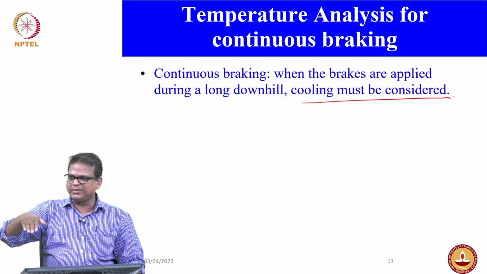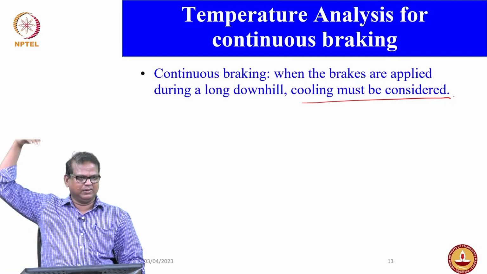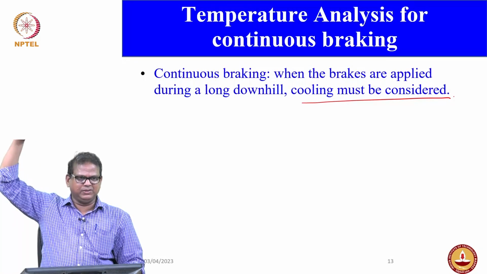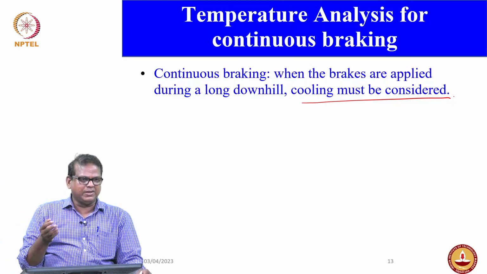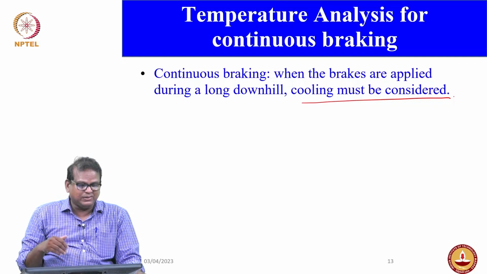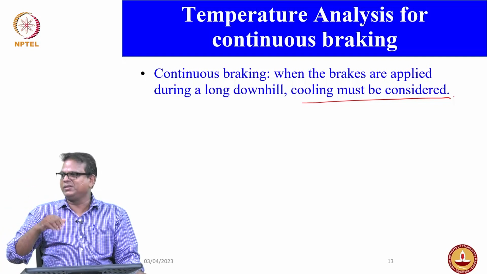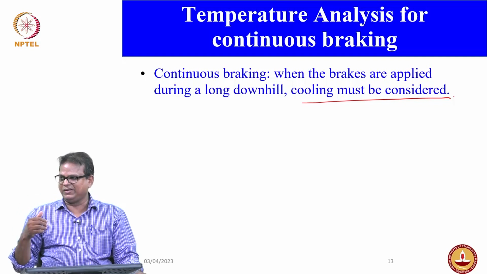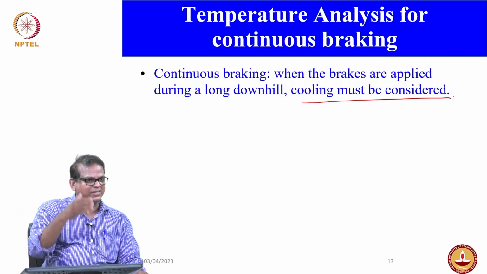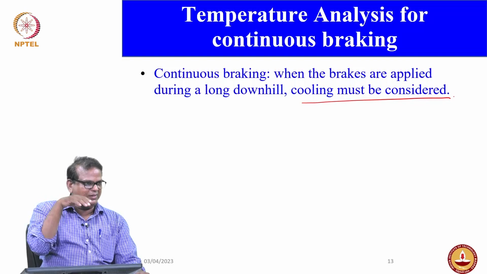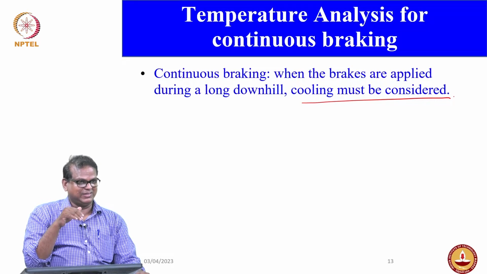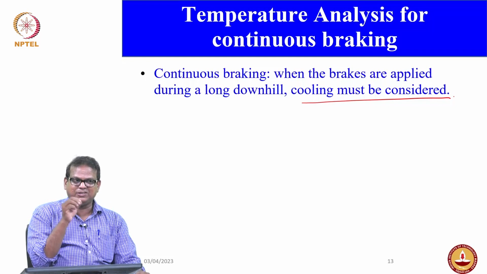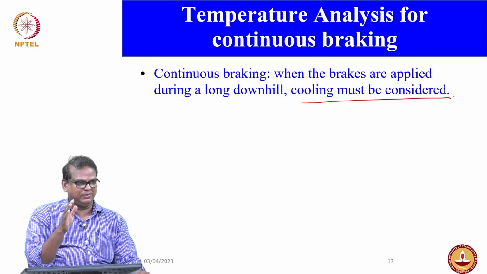In continuous braking, what is the purpose? You are going downhill, the vehicle needs to move down. So the purpose of braking, what is that? You want to stop the vehicle or you want to control the vehicle? You have to control the vehicle. That means you have to maintain a certain speed such that the vehicle keeps moving, so you have to apply the brake. Here the purpose is not stopping but controlling, so that there is no catastrophic failure.